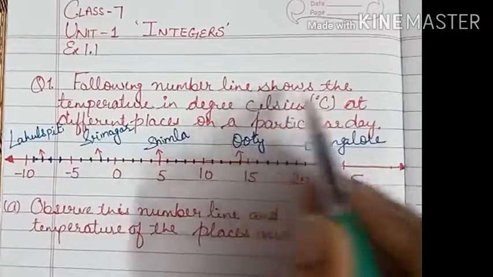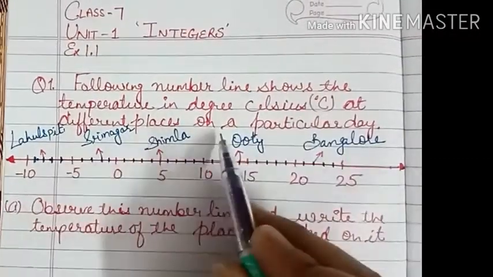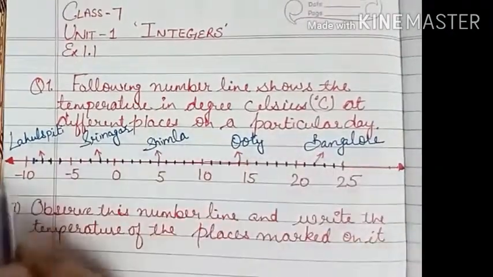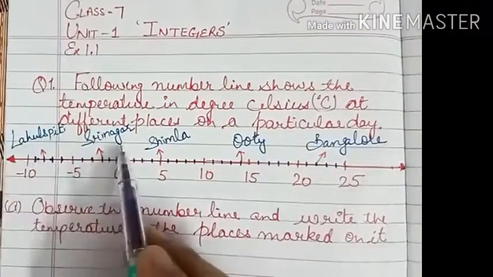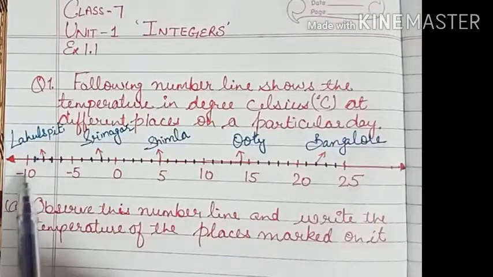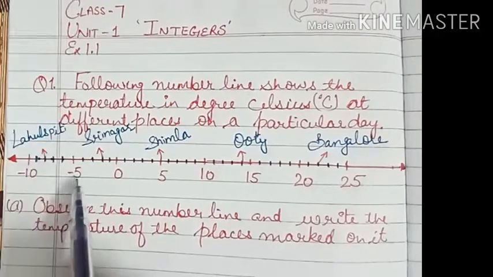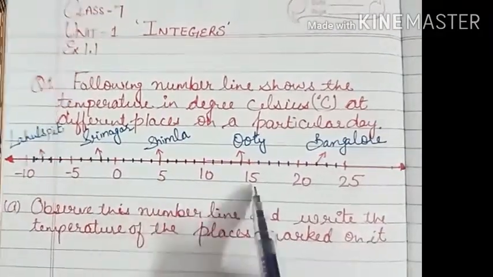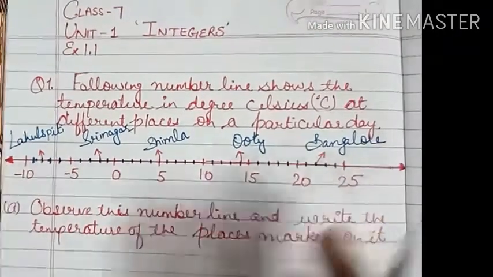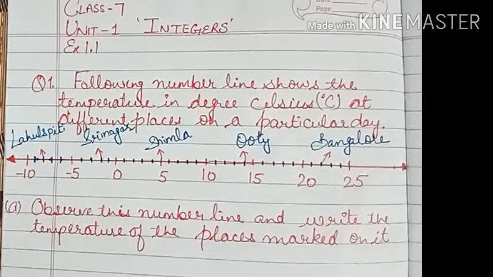Following number line shows the temperature in degrees Celsius at different places on a particular day. That means one number line is given and here some different places' temperature is shown, and you can see that some integers are marked here: -10, -5, 0, 5, 10, 15, 20 and 25. So with the help of this number line we are to give the answer of given parts of this question.